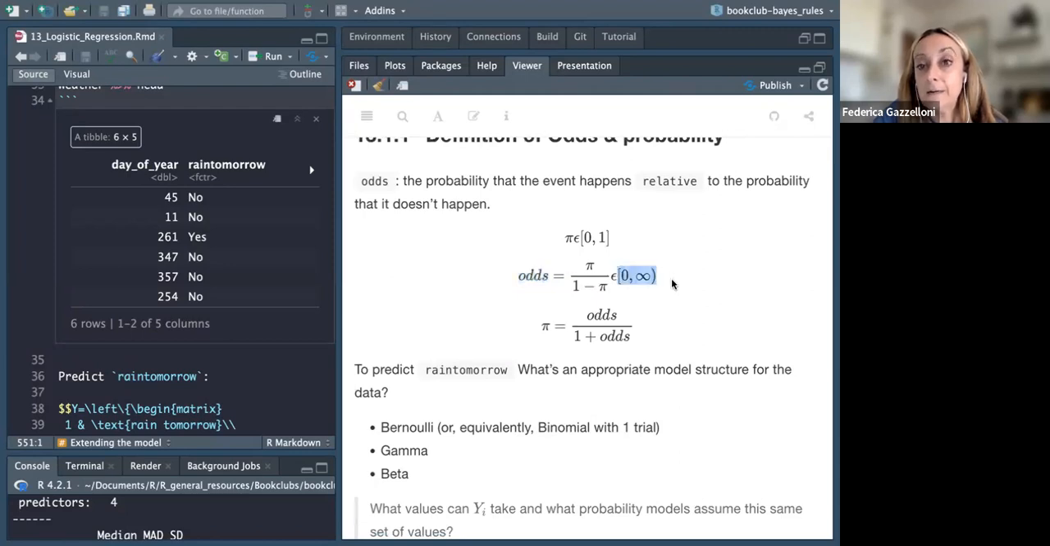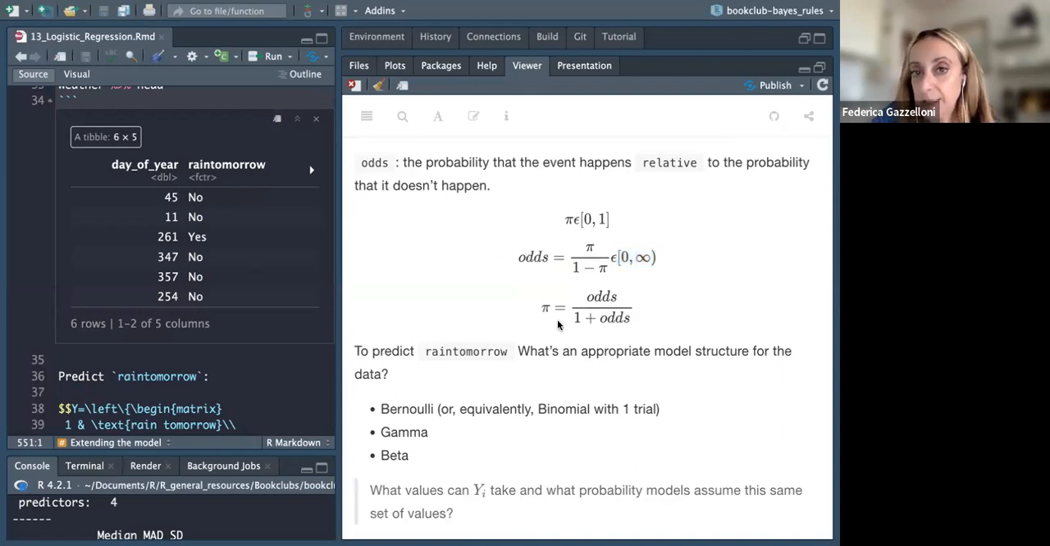This ranges from 0 to infinity, okay? So this is a very important step, because this is when we deal with information, so we can identify what we are talking about, even thinking about the ranges. Okay, so obviously from the odds we can retrieve the probability, which would be the odds divided by 1 plus the odds. So just a reverse of this formulation.